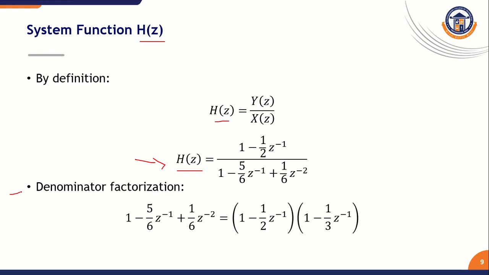Now we can use factorization logic. We need to factorize this denominator term. What is the factorization for this? It is 1 minus 1 by 2 z power minus 1 and 1 minus 1 by 3 z power minus 1. Minus 1 by 2 into minus 1 by 3 equals plus 1 by 6, and minus 1 by 2 minus 1 by 3 equals minus 5 by 6. This is the factorization logic.